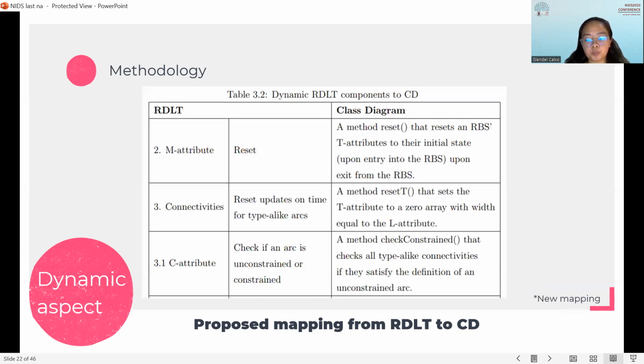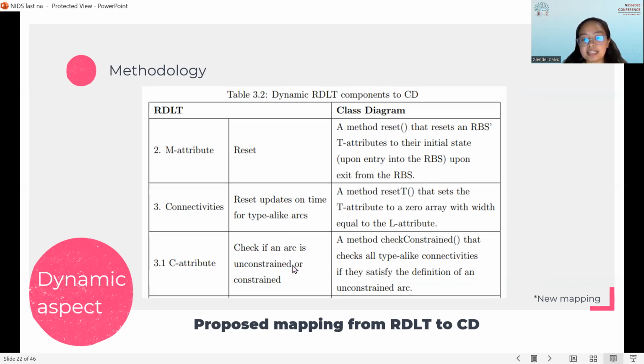And then we have the proposed mapping of the dynamic aspect of the RDLT components to CD. All of these are new mappings since the previous literature did not take into account the time-dependent behavior of RDLT for their mapping. So the reset in RDLT can be mapped into a method reset in class diagrams. And then the reset updates on time for type-alike arcs can be mapped to a method reset T.